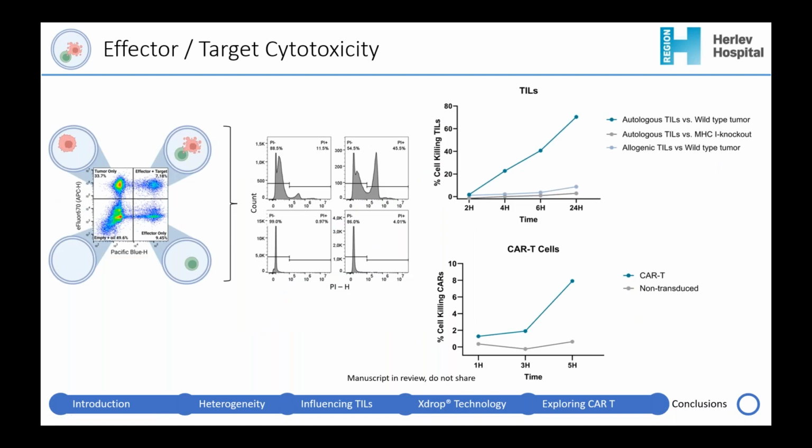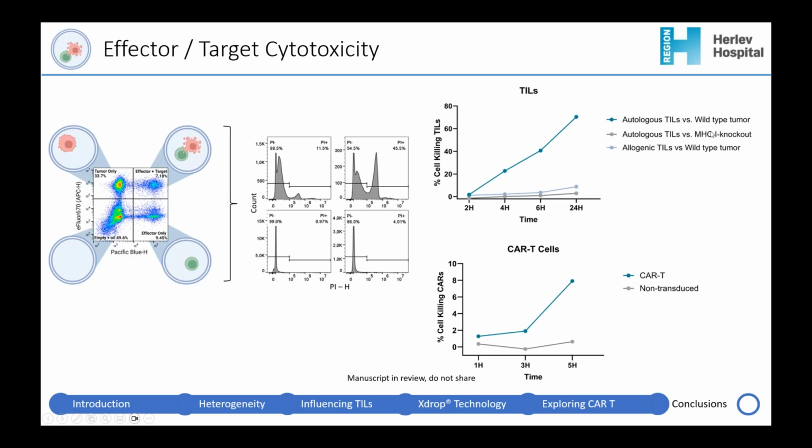Yes, so we did this both with CAR T cells and with TILs, and we did time course studies on both of them. So here, like I introduced before, we have CAR T cells, pure CAR T, and then we also have non-transduced CAR negative cells. So we can see the killing over time with those. And then also with the CAR T cells, we have autologous TILs versus wild type tumor. So the TILs and the tumor have been derived from the same patient. So we see our increased killing over time with that.